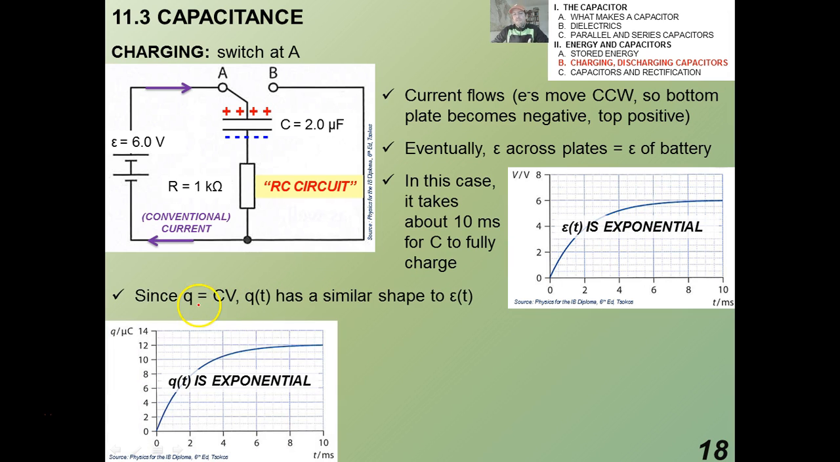Now since Q is directly proportional to V of t, it's just multiplied by the constant, the capacitance, then Q of t will have a very similar shape to V of t, or epsilon of t. I'm using epsilon and V interchangeably, as I often do. The only thing that's different is that we have different values on the y-axis.